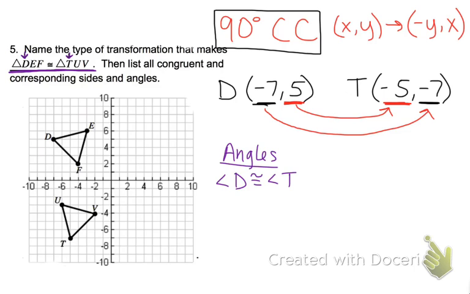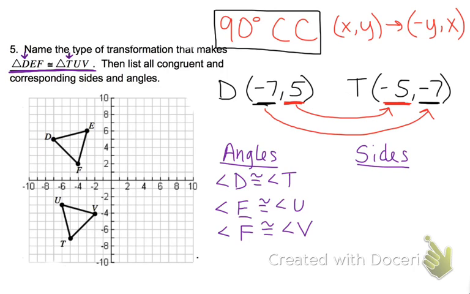Then I'm going to look at the second letters, which is angle E is congruent to angle U. Looking at my third letters, I have angle F and angle V. So those are all my corresponding and congruent angles. Now I'm going to do all my corresponding sides.